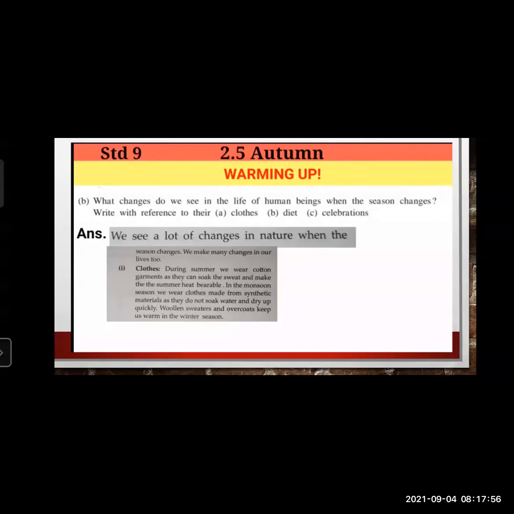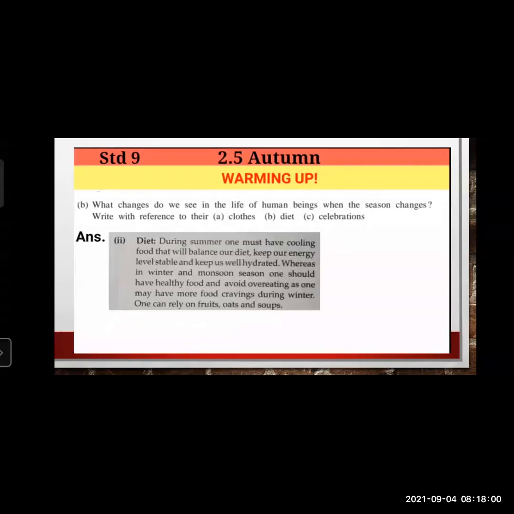Now we have to see what diet plan we follow in the seasonal change. So the second one is diet. During summer, one must have cooling food that will balance our diet. We have seen that the hot climate of summer will be harmful for us, so we use cooling food to balance our body temperature, keep our energy level stable, and keep us well hydrated. So we have to drink more water in the summer season.